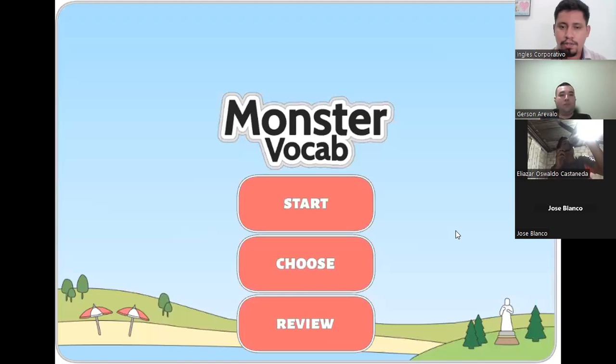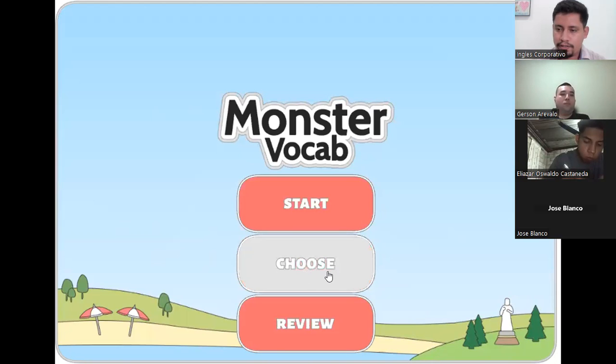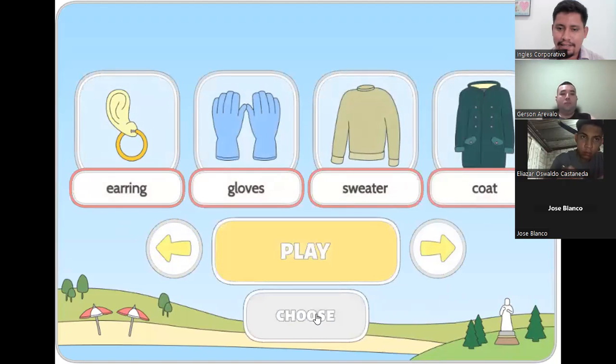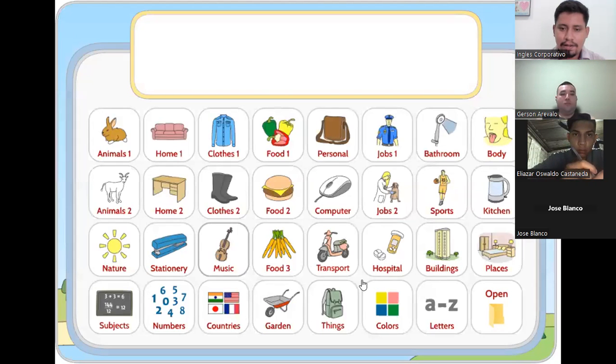We're going to move on to Master Vocab, so Master Vocabulary. We're not going to click on the bottom, we're going to click on Choose first. Les voy a compartir el enlace y al iniciar les voy a mostrar un menú similar a este. Si no se los muestra, aparecería un menú similar a este, como el que les estoy mostrando ahorita, y ustedes siempre le van a dar al botón de Choose, de seleccionar.